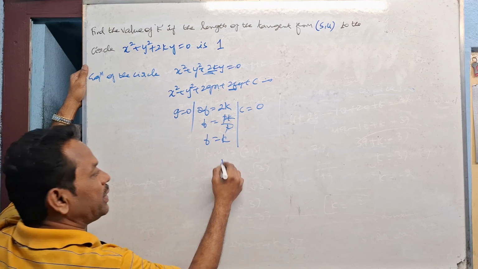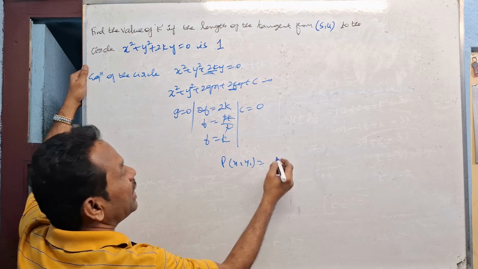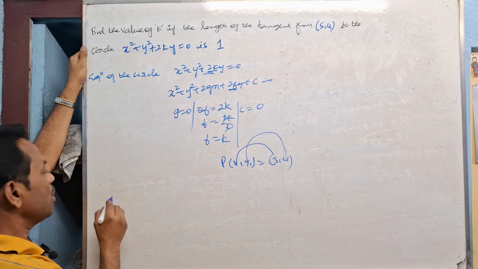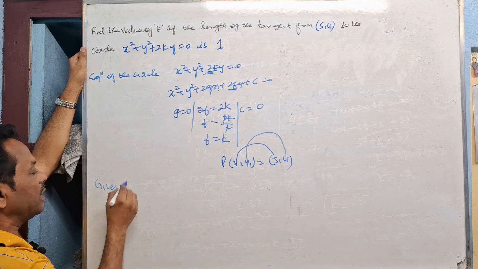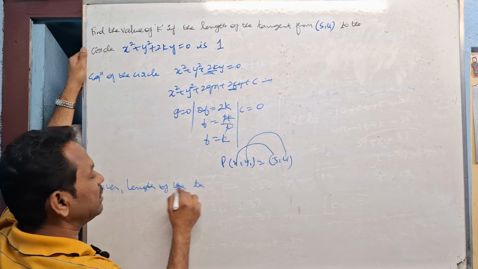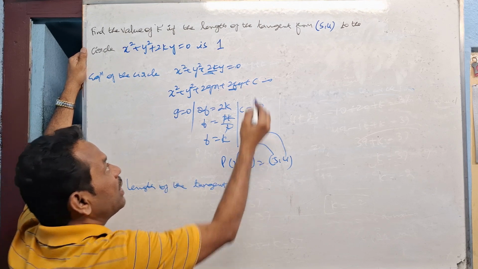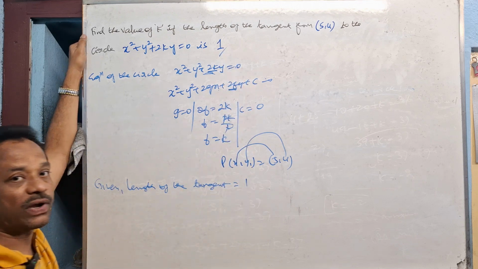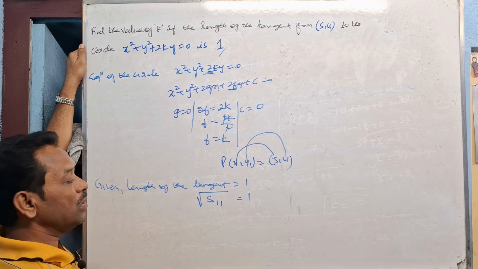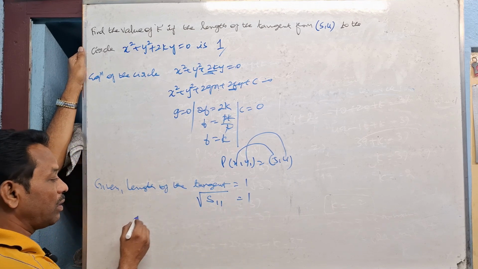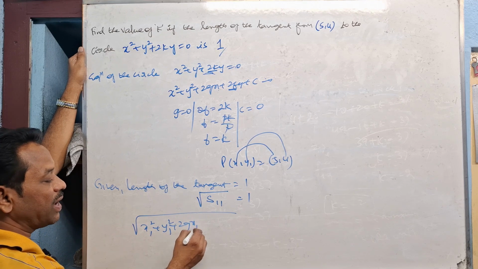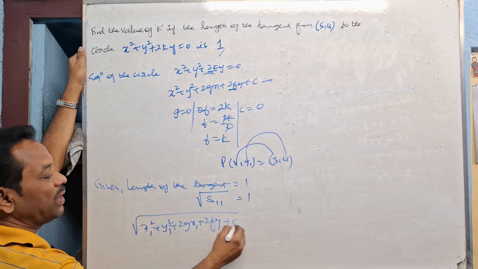Now our point (x1, y1) is given as (5, 4). So x1 is 5, y1 is 4. Now as per the question, it is given that the length of the tangent is equal to 1. So how to find the length of the tangent? We use the formula S11 equal to 1. Now S11 is nothing but x1 square plus y1 square plus 2g x1 plus 2f y1 plus c equal to 1.